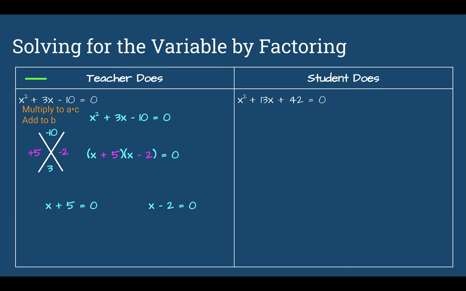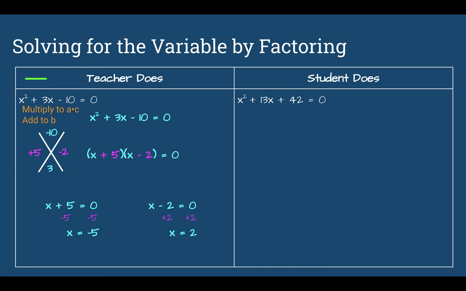Now we're going to solve each new equation. For x plus 5 equals 0, I would just subtract 5 from both sides, so x must be negative 5. For x minus 2 equals 0, I would add 2 to both sides, and I would get x equals positive 2. Those are the two zeros or solutions to this quadratic equation.